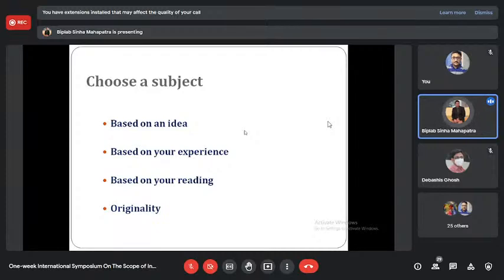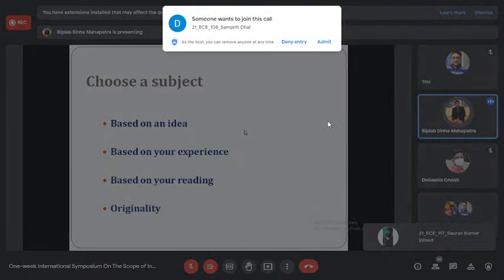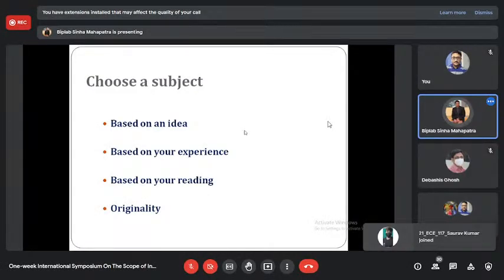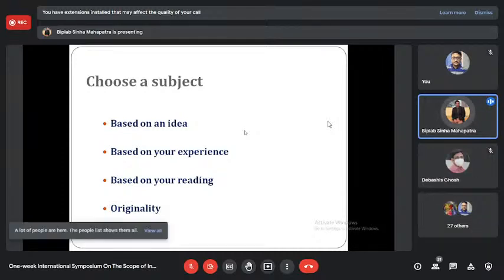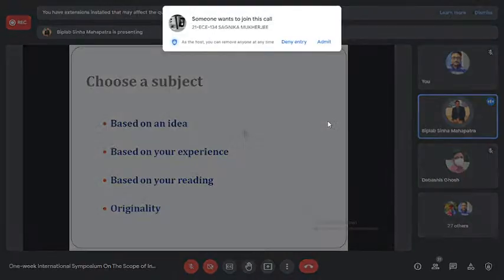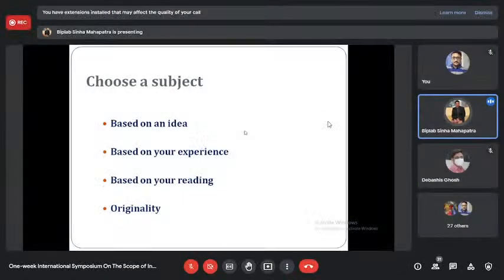First of all, you need to choose a subject. You have to choose a subject, otherwise how can you do your research? So how can you choose the subject? First of all, if you have some idea, then you can choose based on your idea. Or if you have experience in some technical knowledge, in that case you can use your experience and choose the subject according to that.